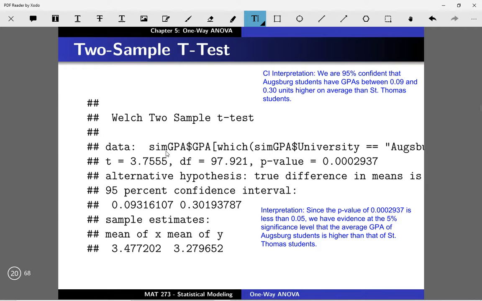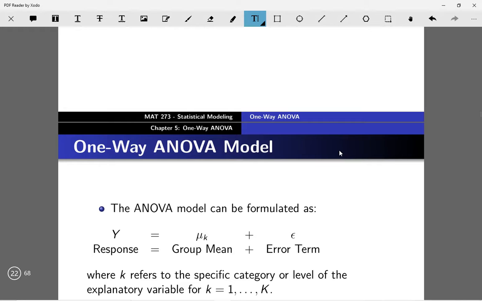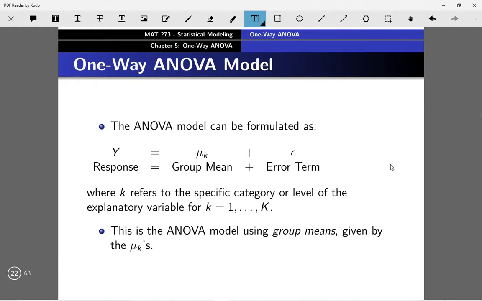Okay. So that's a two-sample t-test, which is important to understand how to do. But what if there's more than two groups? So here we had just two levels, Augsburg or St. Thomas. In general, we might compare three schools, in which case we can't use a t-test anymore. Those are only useful when we have two groups. So this is where the one-way Anova model comes in handy.